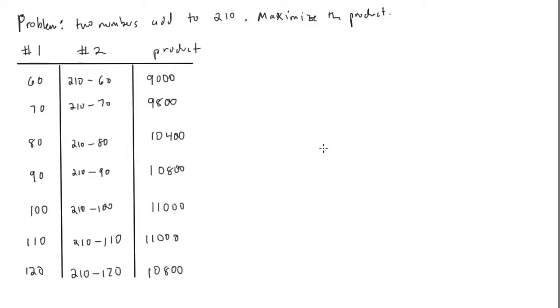Looking at this, we can guess what we think the maximum product is going to be and where it occurs. Let me highlight some stuff here. The stuff in the middle seems to be pretty promising. For numbers smaller than 100 for number 1, we got a product less than 10,000. And when the numbers are bigger than 110, we also start getting products smaller than 11,000. So maybe somewhere in between is where the magic is happening. At this point we might make a guess. What if we let the first number be 105? Just split the difference.